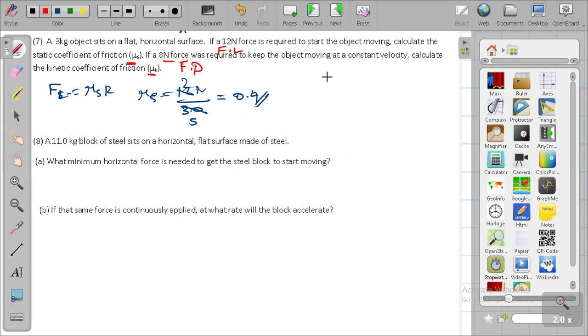In the next case, your dynamic is 8 over 30, so 4 over 15. That's the maximum thing we can go for. 0.2, 26, somewhere like this.